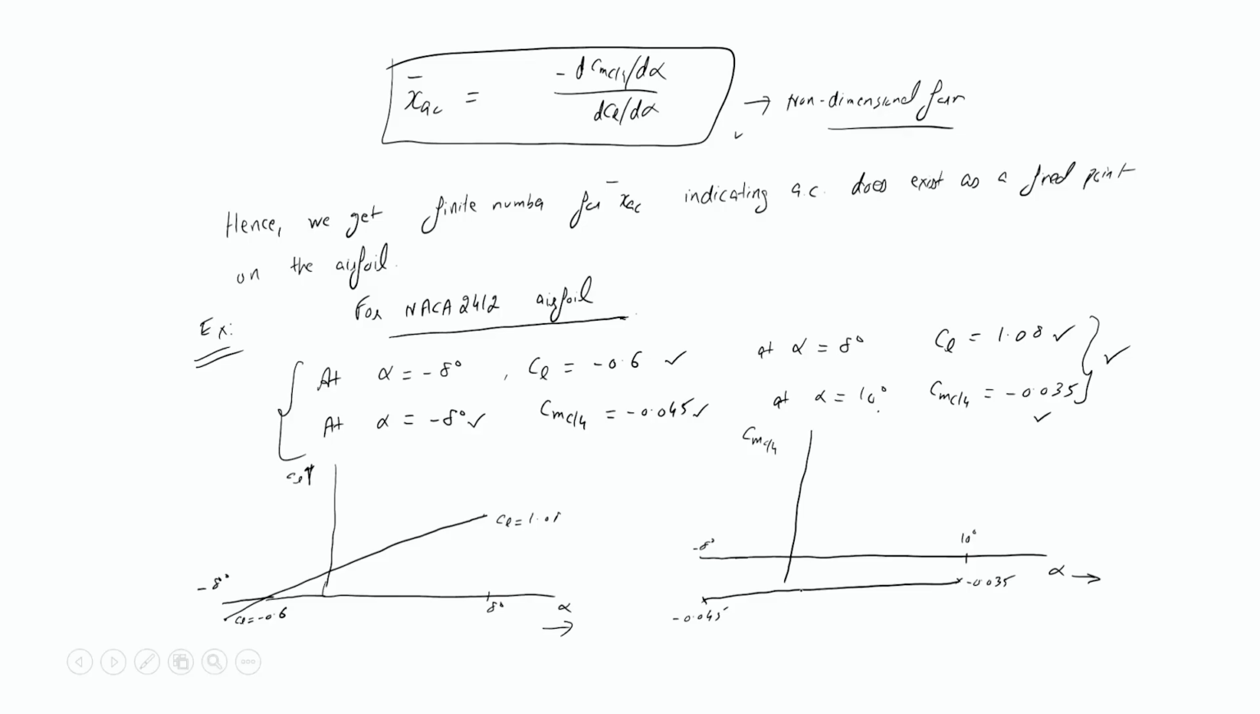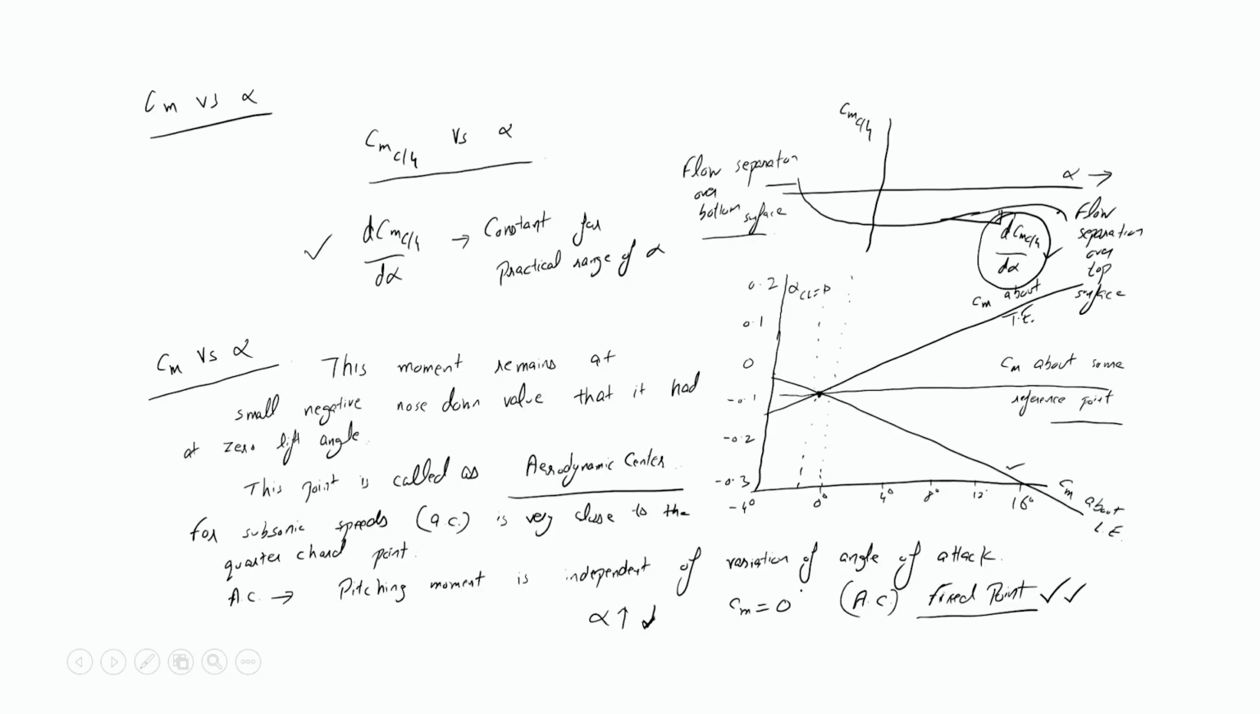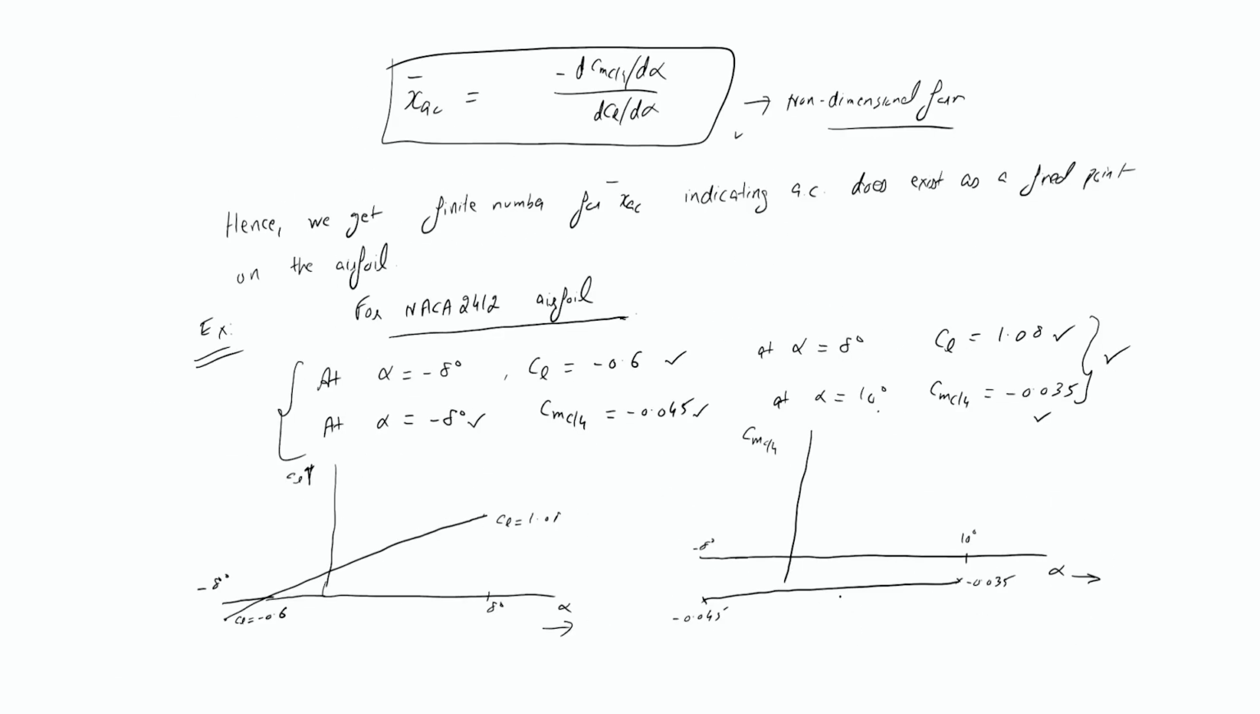Remember, I have roughly plotted previously the curve for this CM c/4 with alpha. So this was actually a linear curve for the practical range of angle of attack, where it was constant. Even in this figure you can note that, even though it is negative, the slope is actually positive. The moment is negative, but it is increasing as the angle of attack is increased. Now that we have these plots, let us quickly solve the question that we have.